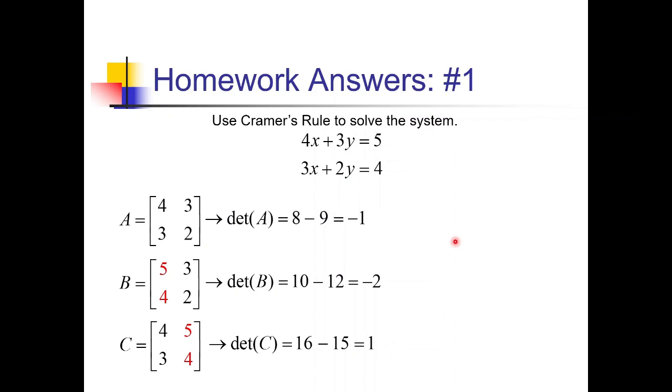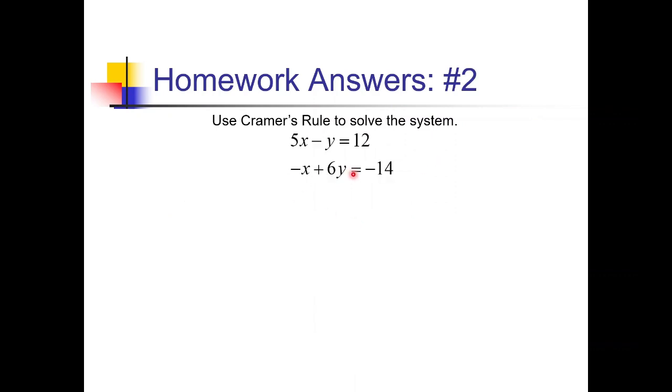Now to find the x value, that's going to be the determinant of B over determinant of A. So that's -2 over -1, which we can reduce to 2. For the y value, we've got determinant of C over determinant of A. So that's going to be 1 over -1, which reduces to -1. So then we can write the point 2 comma -1 for our final answer.